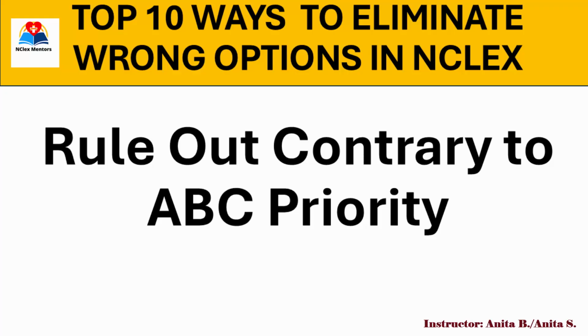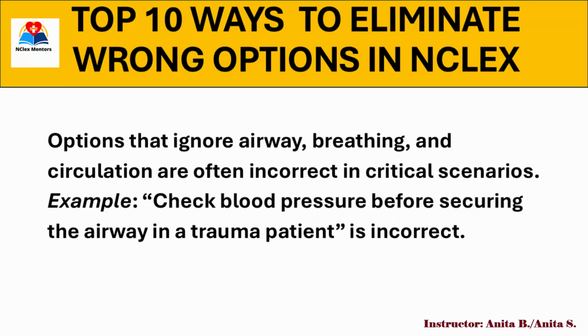Rule out options contrary to ABC priority. Options that ignore airway, breathing, and circulation are often incorrect in critical scenarios. For example, "check blood pressure before securing the airway in a trauma patient" is incorrect. Let's see a practice question to understand this much better.